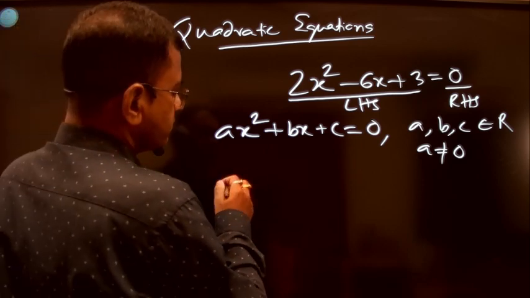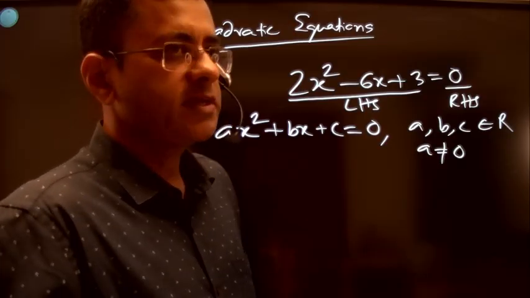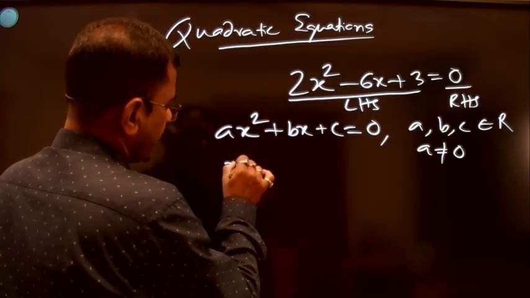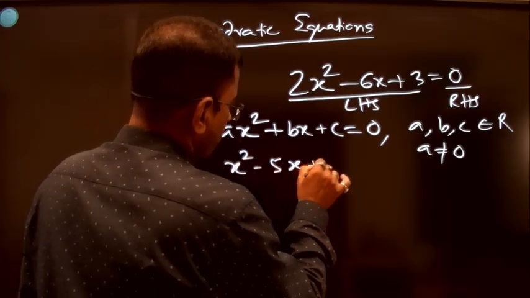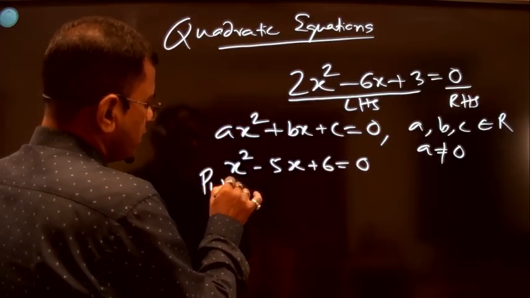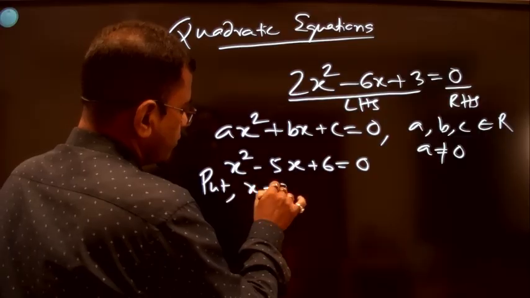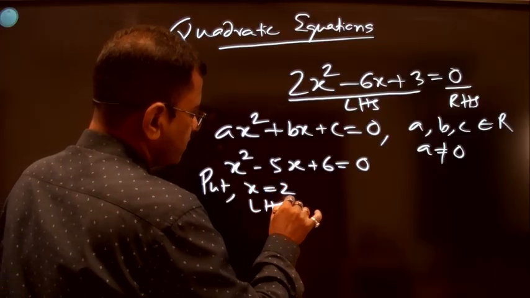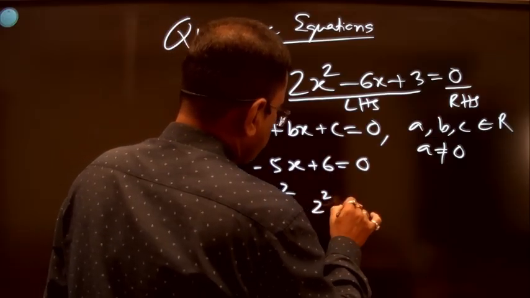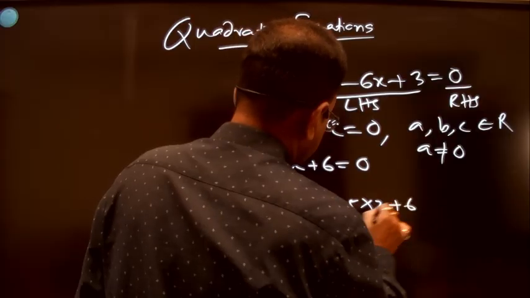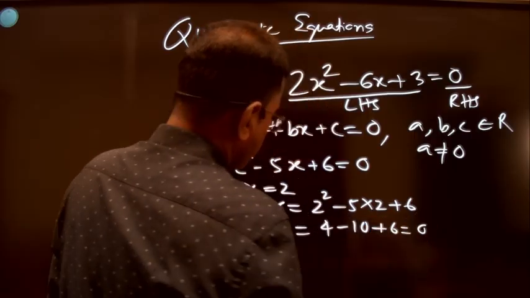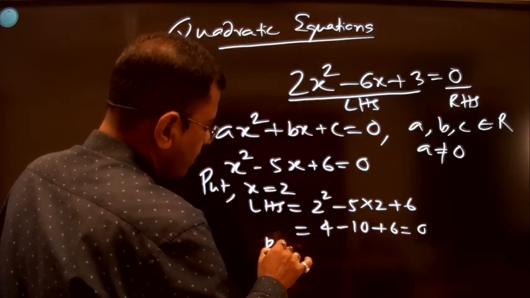So what is the solution of a quadratic equation? Let us take an example, suppose x square minus 5x plus 6 equal to 0. If you put x equal to 2, then what will be the left hand side of this equation? That is 2 square minus 5 into 2 plus 6, which is equal to 4 minus 10 plus 6 equal to 0. So the right hand side is also equal to 0.